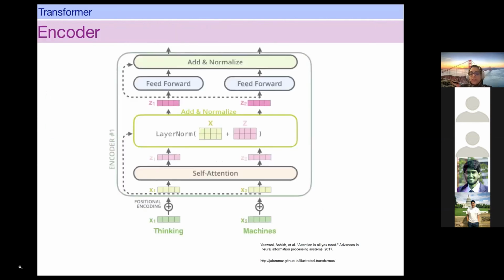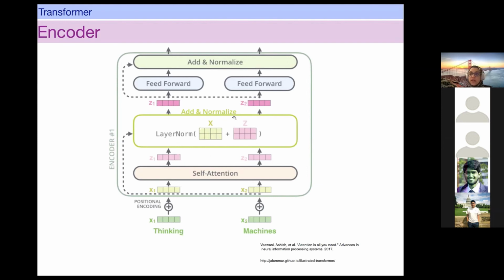Okay, so let's zoom in a little bit. So these inputs, positional encoding, and then we have the inputs with the positional encoding. We do multi-head self-attention, and we get an output. So here we have this skip connection where we add the output, Z, with the input, and then we do layer normalization.